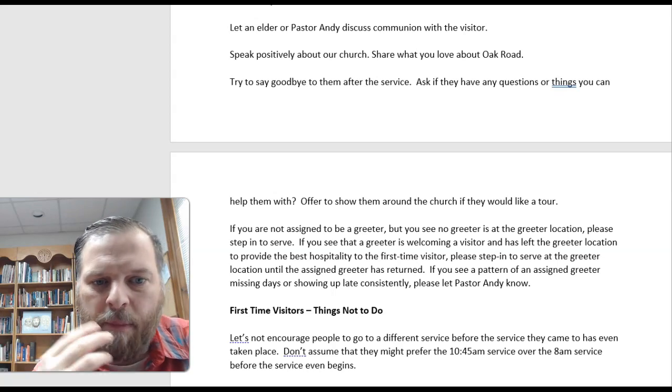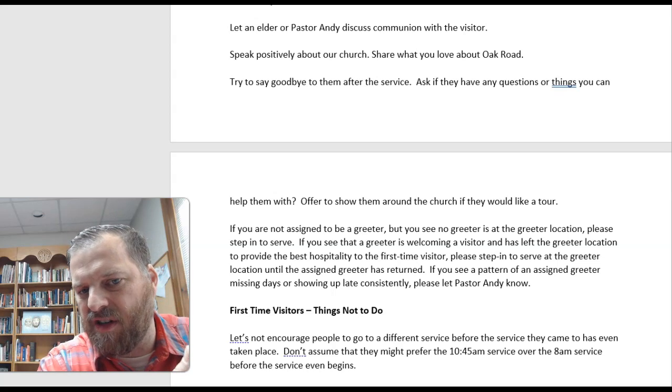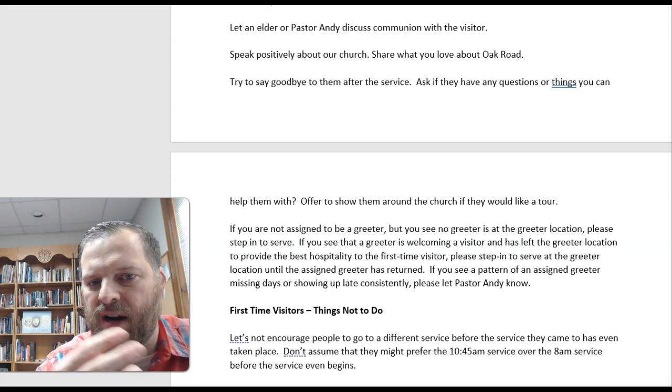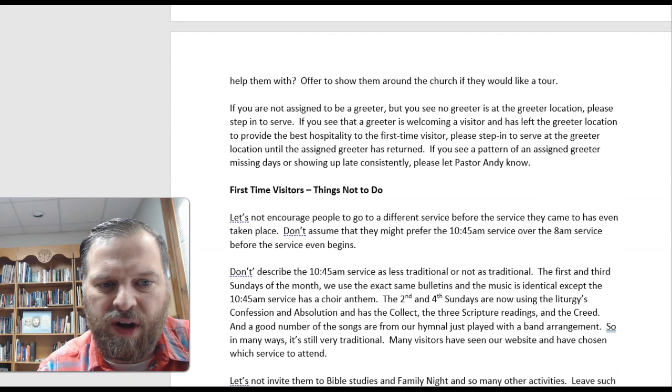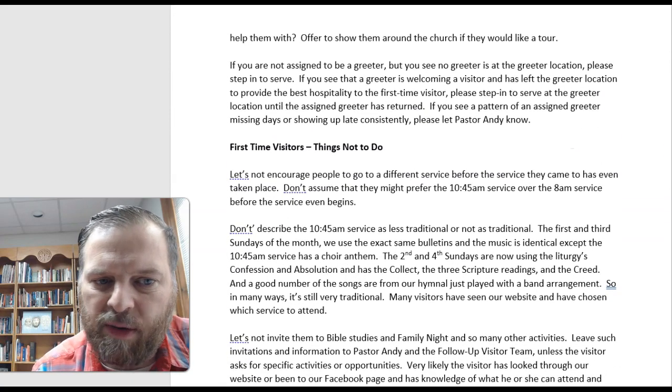Try to say goodbye to them after the service. If you greeted a first-time visitor after the service, try to reconnect with them, say bye, ask if they have any questions or things you can help them with. Offer to show them around the church if they would like a tour.